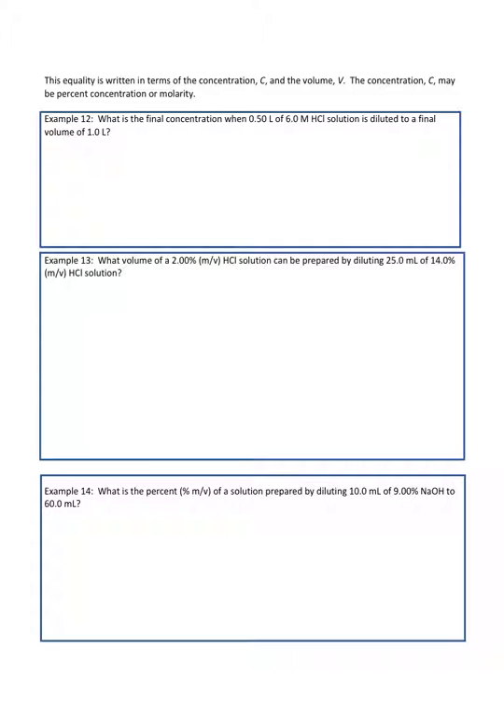So when we left off, we were talking about concentrations and dilutions, and we had a formula that said that C1 times V1 equals C2 times V2. That's the formula we're going to be looking at using over the next few examples.